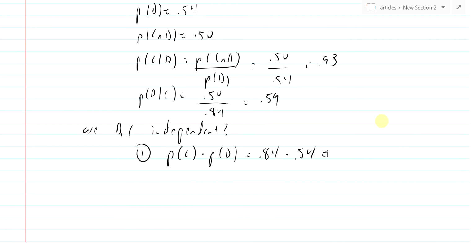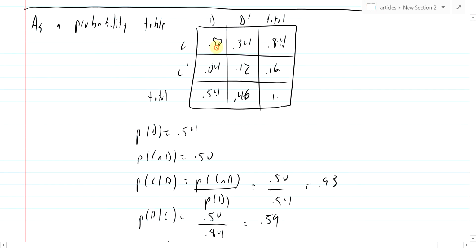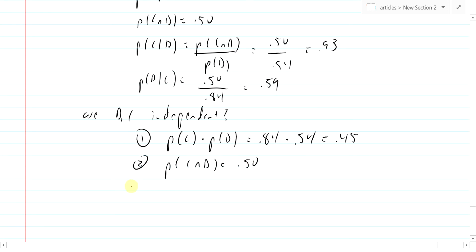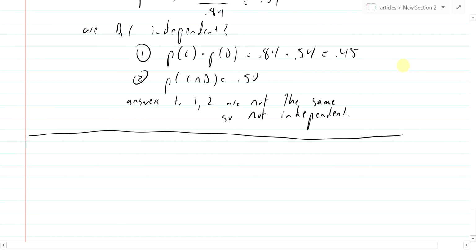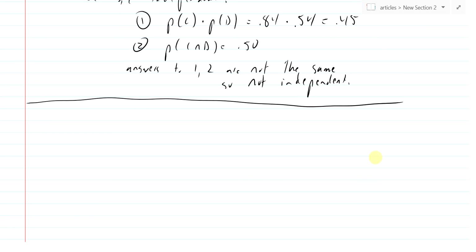is, let's see, 0.45. Right. What's the probability of having coffee and donut? 0.50. Answers to 1 and 2 are not the same, so not independent. And so that's how the test for independence goes. Okay, so we can look at other sorts of examples for these things.